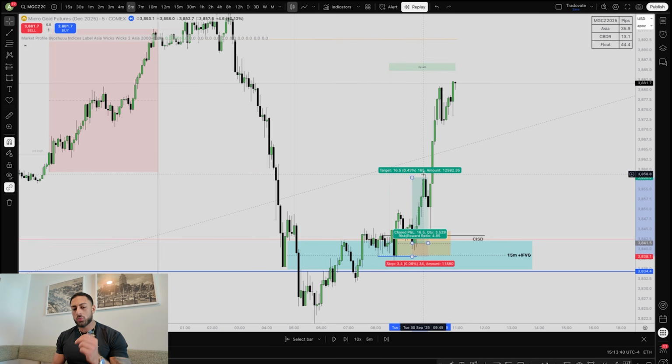One tip that I always recommend is that you trail your stop loss aggressively, especially when price is moving close to your target.